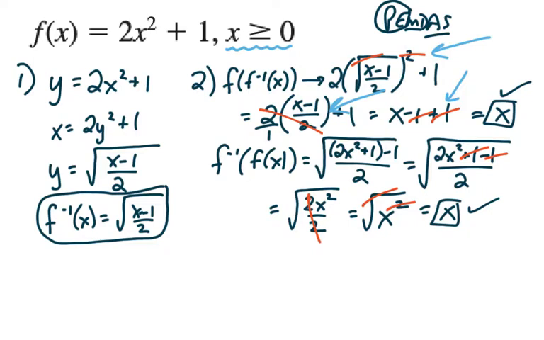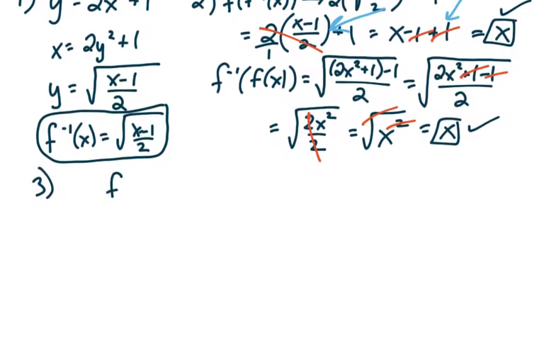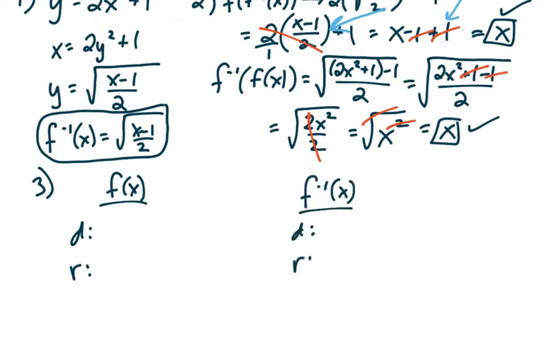Okay, let's take this problem now. We're going to do domain and range for everything. And this is going to get tricky now. Really, really watch this one for number 3. Okay, let's make that list that we did last time, right? We did f of x, what's the domain, and what's the range? Now I have f inverse over here, what's the domain, and what's the range?